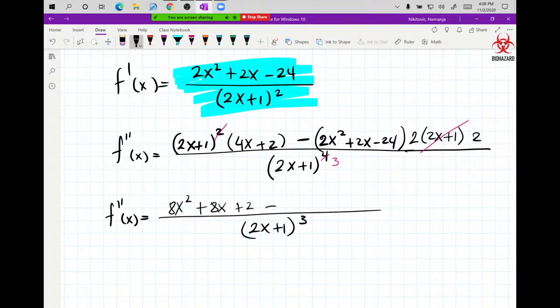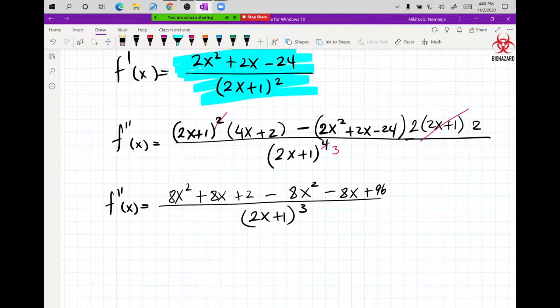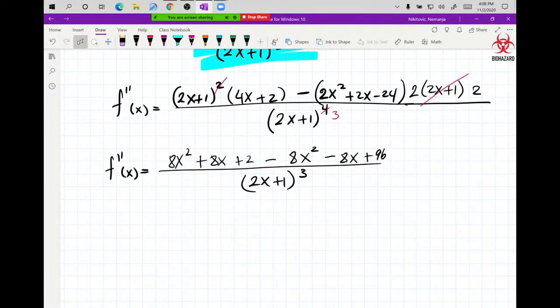Minus, and now this one gets multiplied by 4: 8x squared minus, multiplied by 4, 4 times 2 is 8, 8x, and then plus, and now you have 24 times 2 is 48, 48 times 2 is 96. And we simplify. Now, it's beautiful the way this simplifies. That's gone. That's gone. So all you have is a 94 up there.